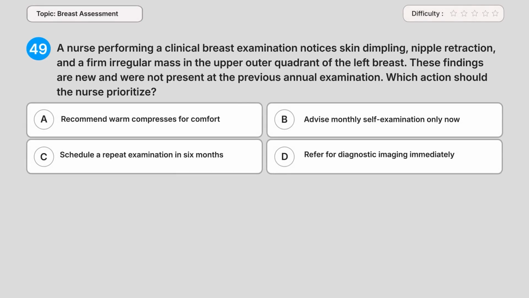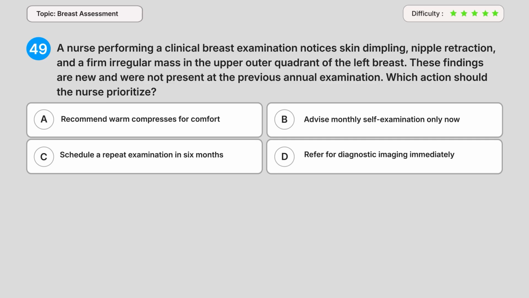49. A nurse performing a clinical breast examination notices skin dimpling, nipple retraction, and a firm irregular mass in the upper outer quadrant of the left breast. These findings are new and were not present at the previous annual examination. Which action should the nurse prioritise?